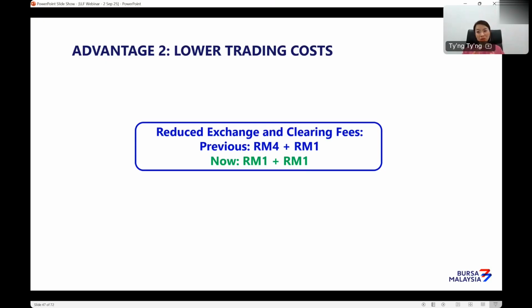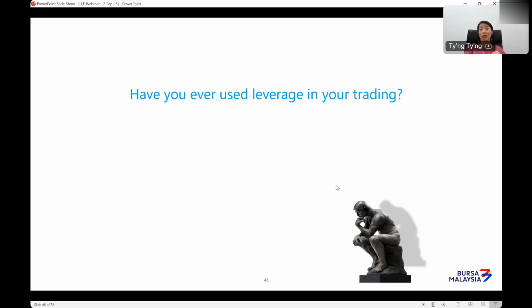Relatively, for futures trading, normally with one tick, you'll be able to cover your costs. But for stocks, it is harder within one tick for you to cover your costs.